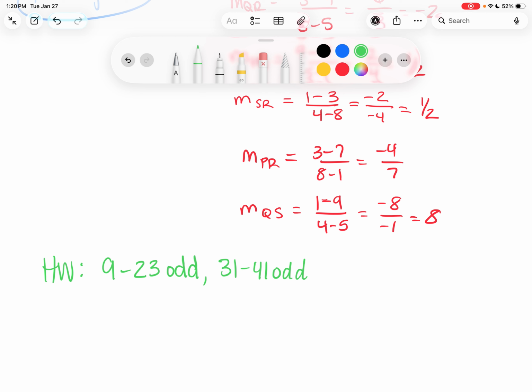That does not mean just a graph and an answer, because all that tells me is you know how to read out of the back of the book.